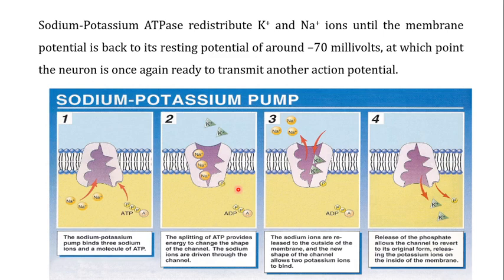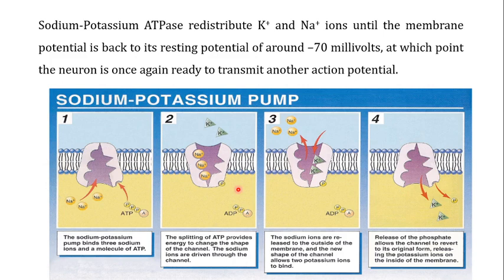Now, how do the sodium and potassium redistributions occur? As I've told you, at the resting membrane potential the concentration of sodium is high outside the neuron and low inside, and the concentration of potassium is high inside the neuron and low outside. So once an action potential has passed, how is this redistribution achieved again, so that sodium is again high outside and low inside, and similarly potassium is high inside and low outside?